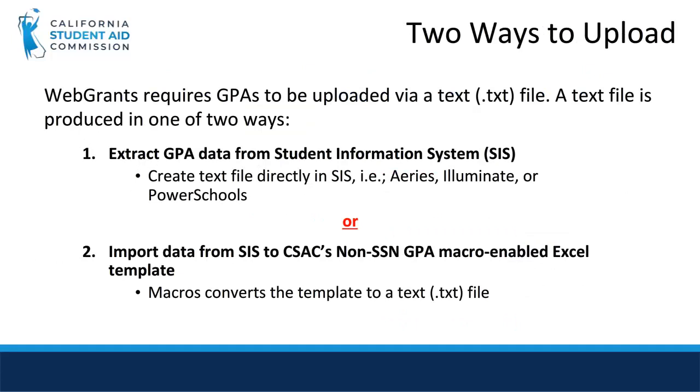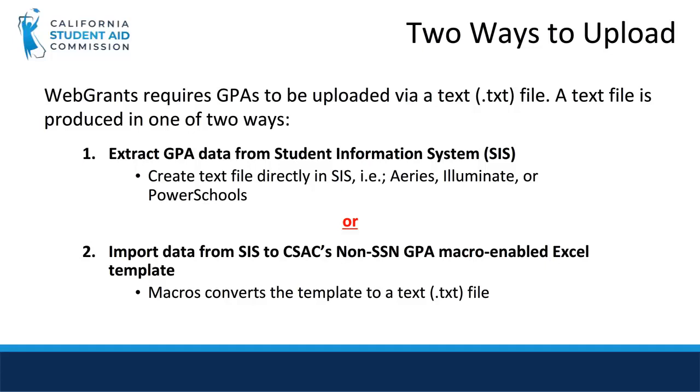Non-SSN GPAs are uploaded via the Commission's WebGrants system. There are two methods of upload: a batch upload, ideal for a large student population, or individual manual GPA entry when keying just a small number of GPAs. We will walk you through both upload methods, but we'll start with the batch upload process since that is the most common. For batch uploads, GPAs must be saved as a text file before uploading to WebGrants.